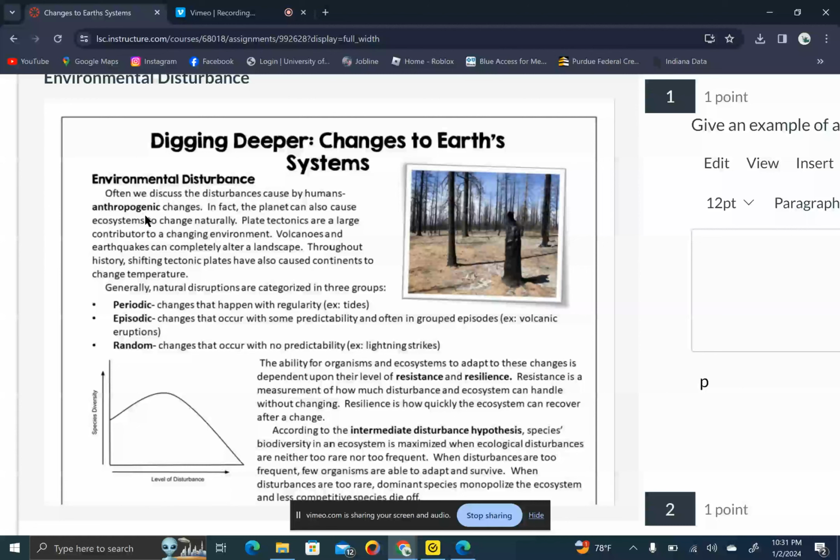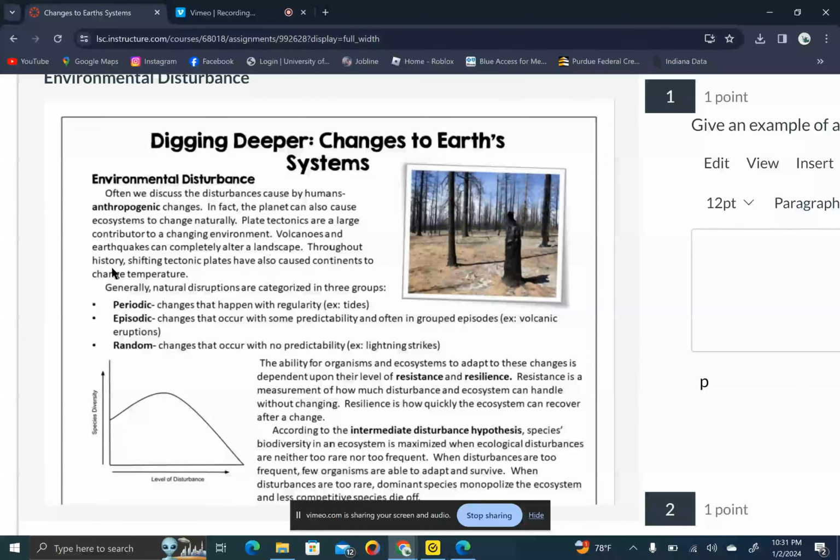In fact, the planet can also cause ecosystems to change naturally. So, not all changes are anthropogenic and caused by humans. Some changes happen naturally. They would happen with humans or without humans, regardless. Plate tectonics are a large contributor to a changing environment. Volcanoes and earthquakes can completely alter a landscape, and these would be changes that are not anthropogenic. These would be changes that would happen regardless of if humans were here or not.